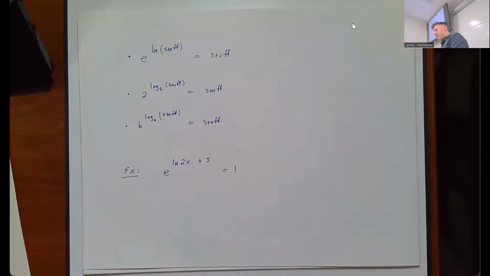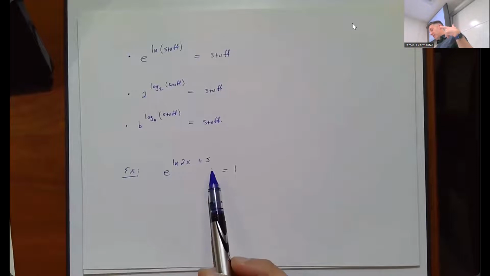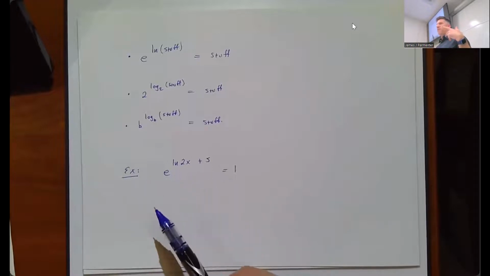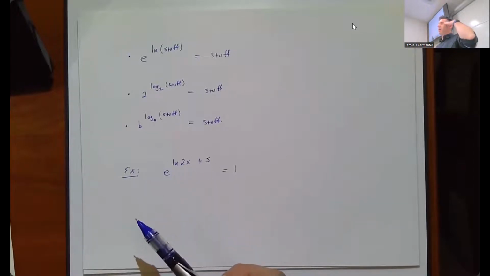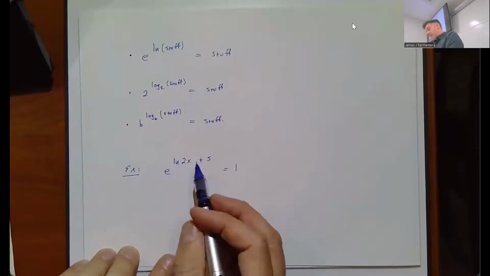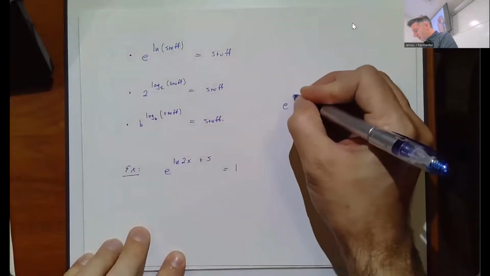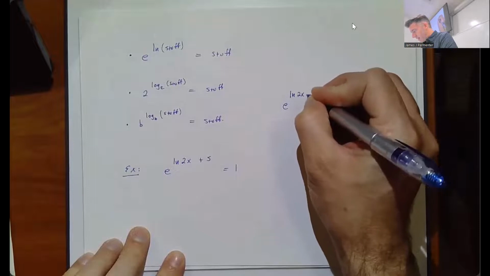So this one I want to make sure. I feel like they're trying to make you make a mistake. Maybe not, I don't know, that's how I'm reading this. So I want to point out that e to the natural log of 2x plus 5, if we don't look at it carefully, you might think it's just 2x plus 5. But it's not.